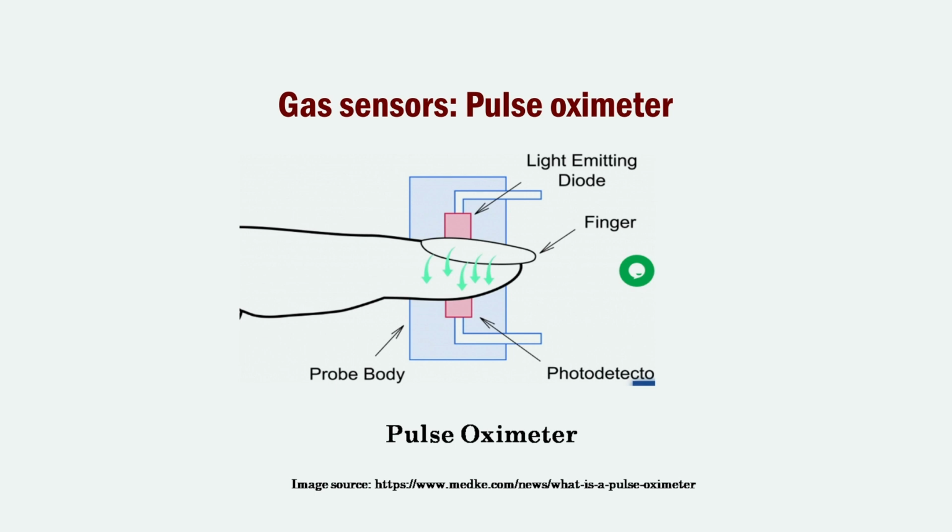Oxyhemoglobin absorbs more IR as compared to red light, and deoxyhemoglobin absorbs less IR and more red light. The pulse oximeter consists of a red LED and IR source at one end and a photodetector on the other end. The finger is placed between source and detector. The ratio of received IR and red light is proportional to the oxygen saturation level in the blood.